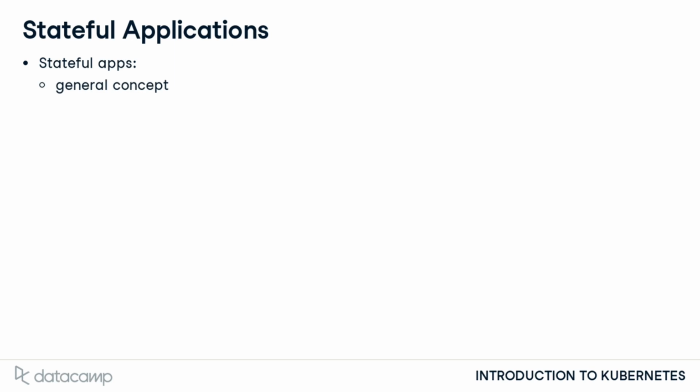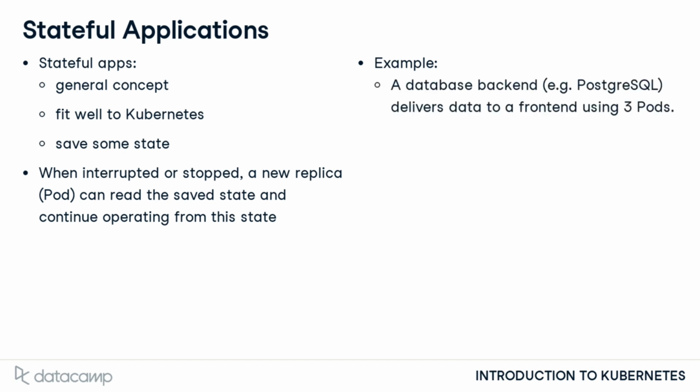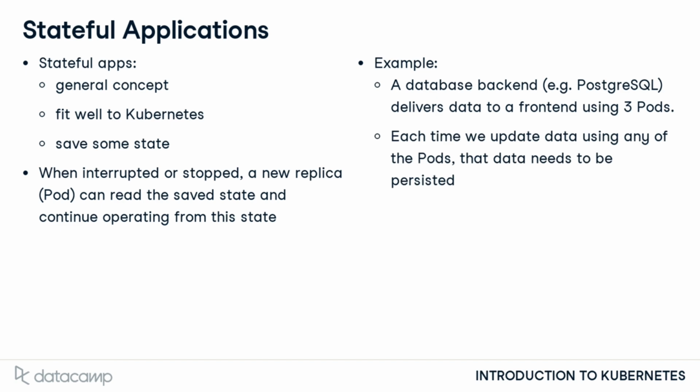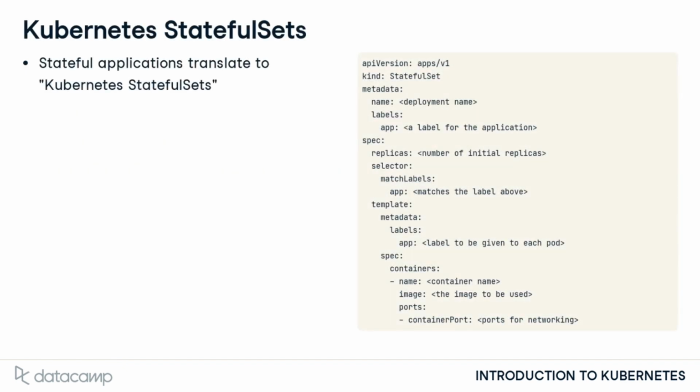Stateful apps are a general concept and again fit well to Kubernetes. Stateful applications save some internal state. When interrupted or stopped, a new pod is replicated and can continue to operate from the saved state. We use stateful applications all the time. For example, database backends like PostgreSQL are stateful. Each time we update data using any of the pods, the new data needs to be persisted. Now, when a pod terminates for whatever reason, a new one is created and this pod needs to pick up the saved state. In Kubernetes, there are so-called stateful sets, which are used to create stateful applications.